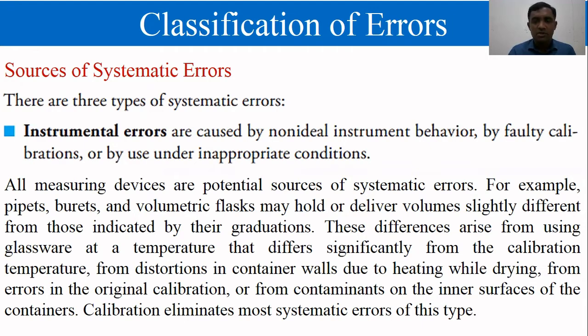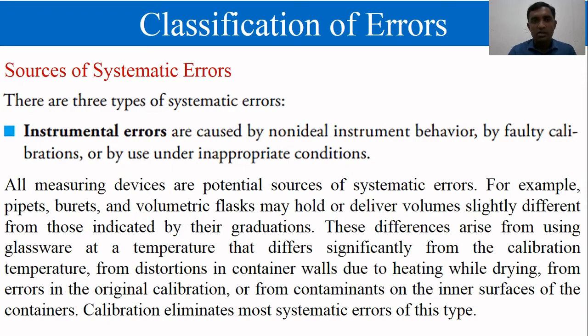All these types of systematic errors may be sourced from faulty instruments like a burette, pipette, or volumetric flask, which is supposed to deliver a particular volume, but it is not delivering that volume. Either it delivers a higher volume or a lower volume. These differences arise significantly from the temperature at which the glassware is used.